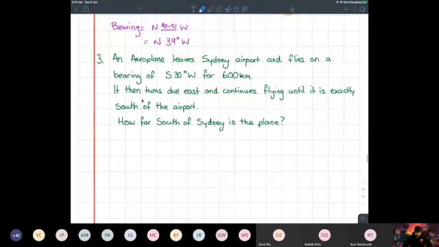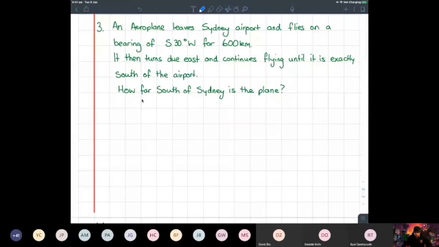So example 3 here: an airplane leaves Sydney Airport and flies on a bearing of south 30 degrees west for 600 kilometers. It then turns due east and continues flying until it is exactly south of the airport. How far south of Sydney is this? Same thing again, we're going to draw a diagram and take it step by step. A plane leaves Sydney Airport, so that's our starting point, and it flies on a bearing of south 30 degrees west.